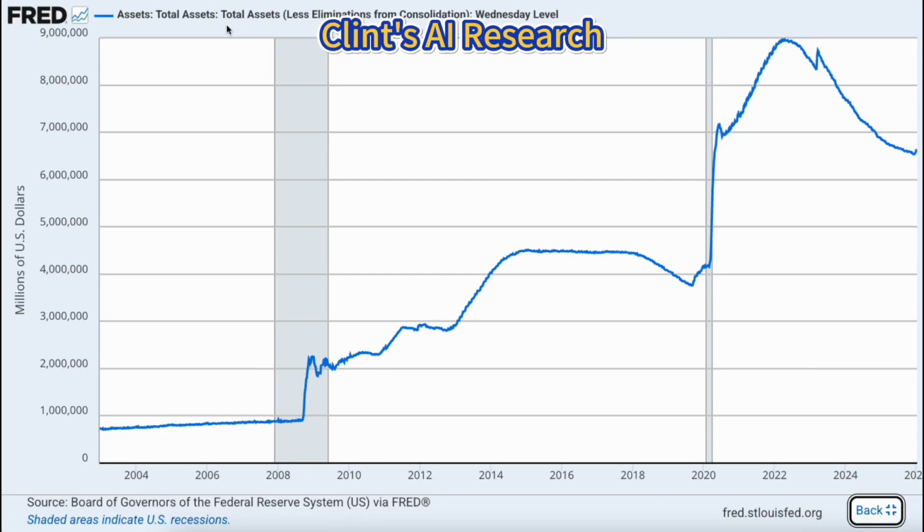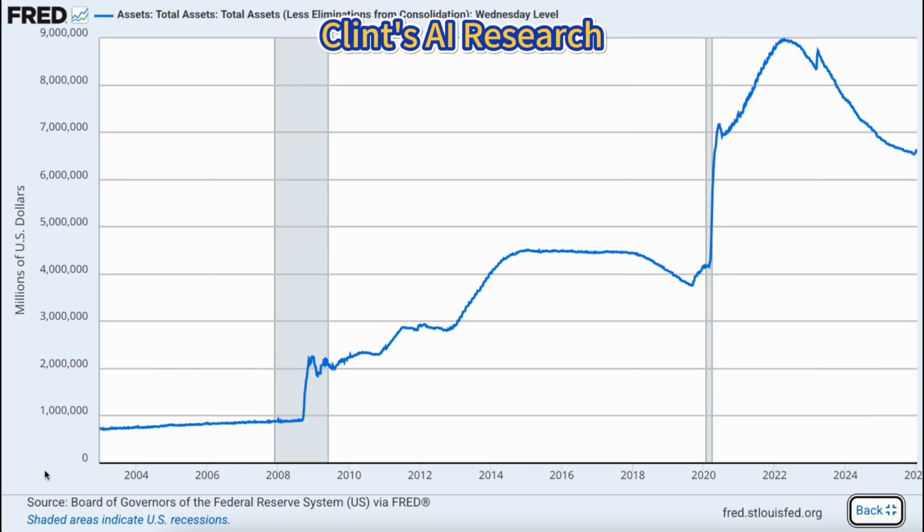Today we are diving deep into one of the most important charts in global finance, the Federal Reserve's total assets. Often referred to as the Fed's balance sheet, this line represents the sheer volume of money and support the central bank is pumping into or pulling out of the financial system. By understanding these ups and downs, you can unlock the secret to how markets move.